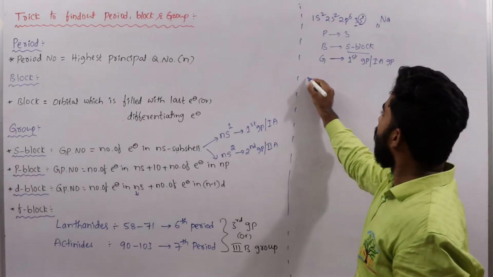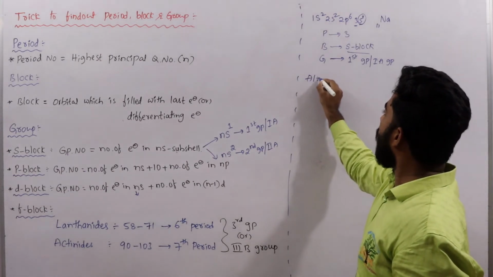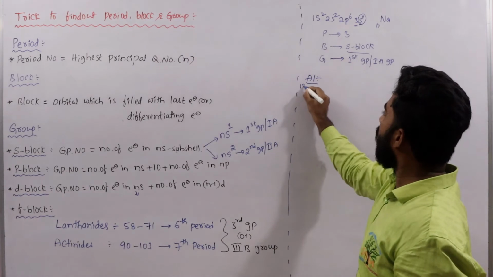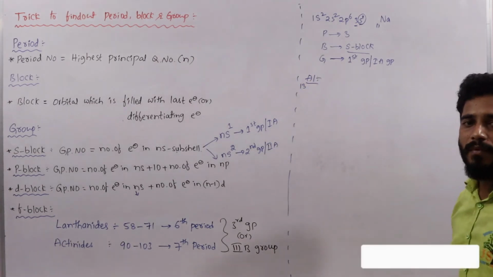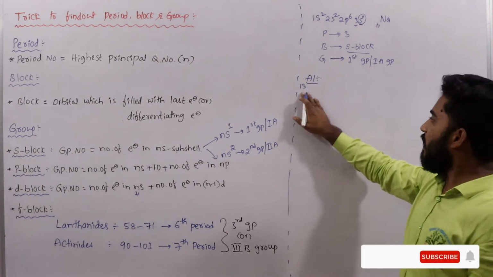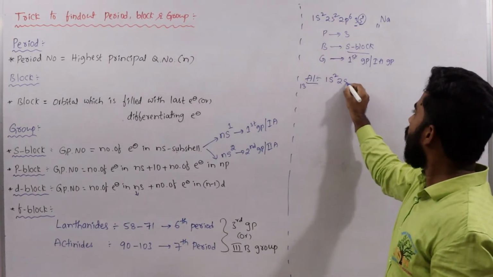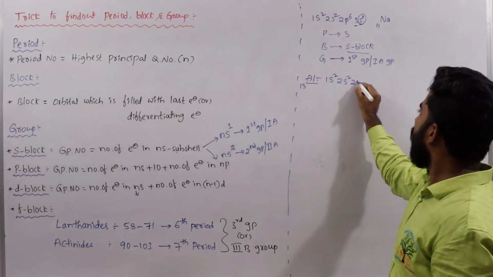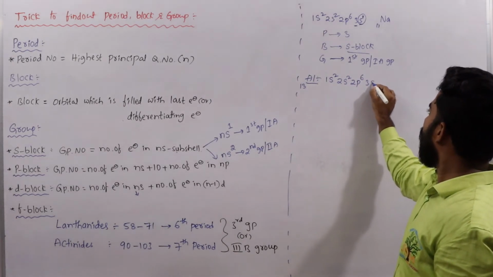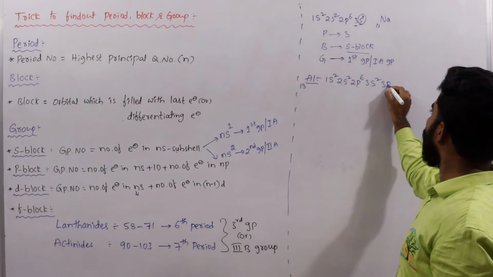For example, if you take aluminium, aluminium has atomic number 13. For the element with 13 electrons, if you write the configuration, 1s2, 2s2, 2p6, 3s2, 3p1.